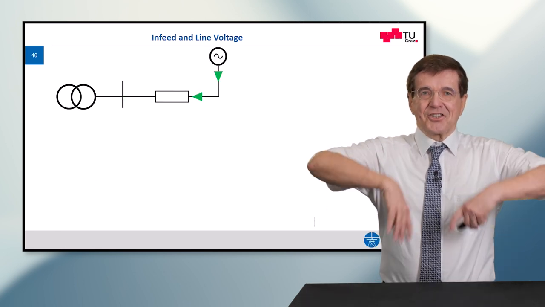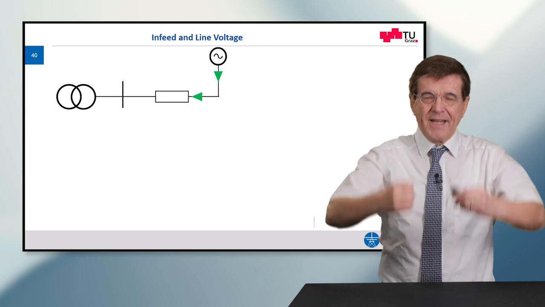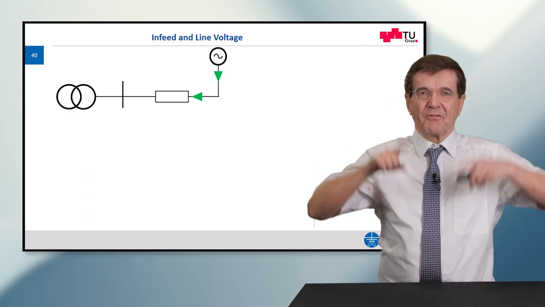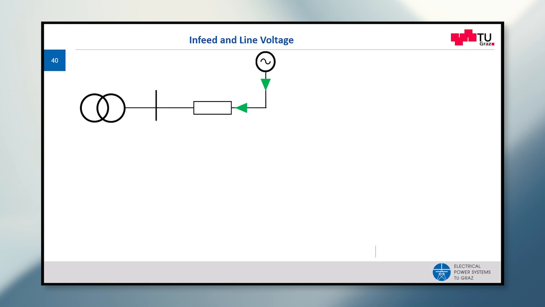Now let's change this. Instead of taking out power and energy, we will feed in power and energy, for example, with decentralized generation. So now the power flow is reversed. It does not go from left to right, but from right to left. And on this way, again, there is a voltage drop, but this time the voltage at the infeed is again higher than at the network center, which is given by the transformer.